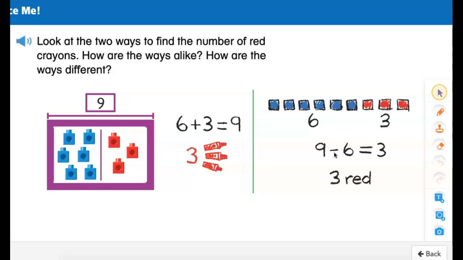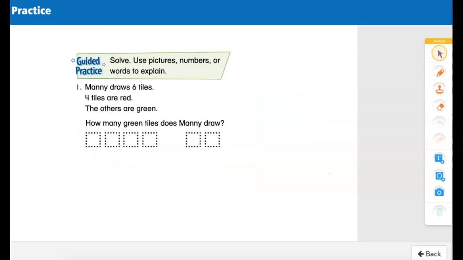And we don't have to write anything for our Convince Me section. We can just talk about it because that is a lot for us to write on the screen. Let's complete the guided practice on the same page, page 38. It says use pictures, numbers, or words to explain.